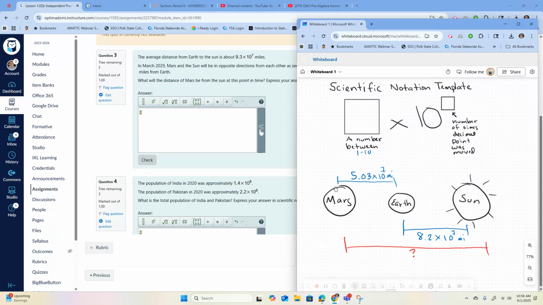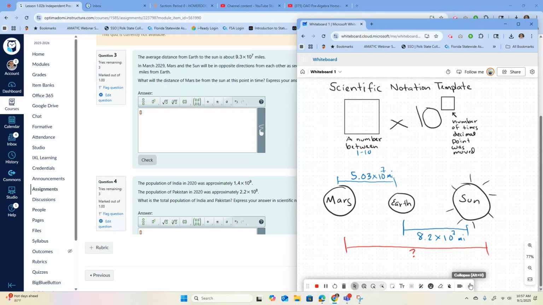Mars is 5.03 times 10 to the 7 power miles from Earth. They're asking you what is the distance of Mars from the sun. When you read the problem, it's basically this picture I did here. If I want to know how far away Mars is from the sun, I'm going to have to add the distance from Mars to Earth and the distance from Earth to the sun.